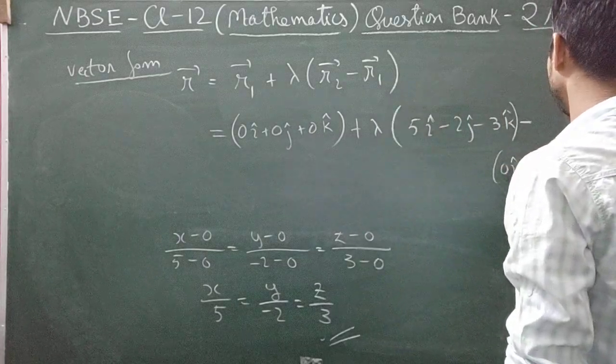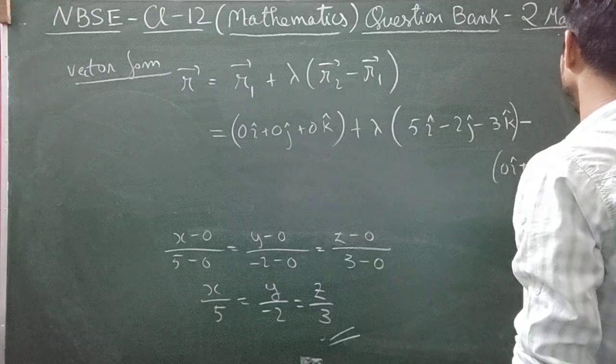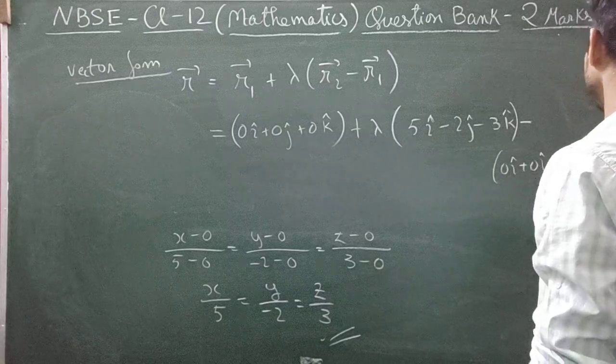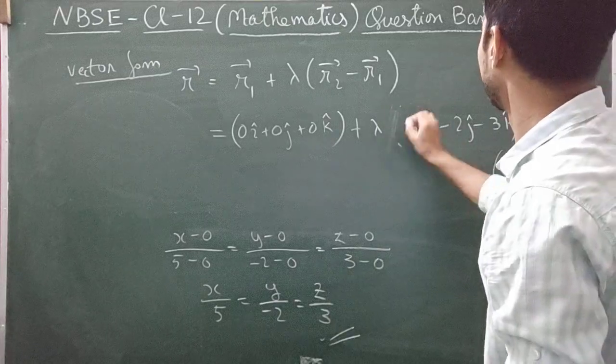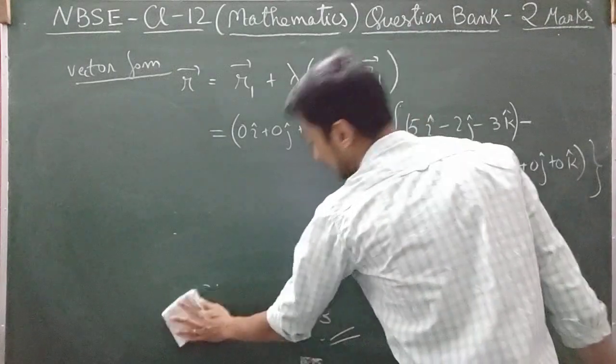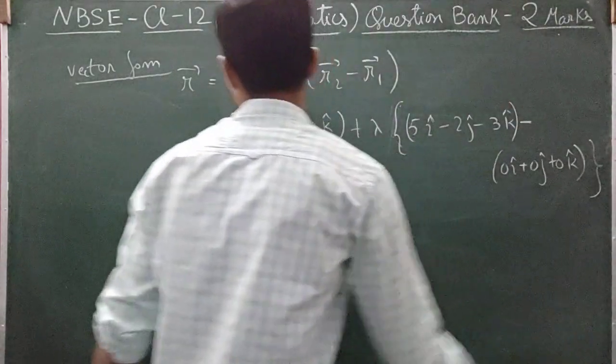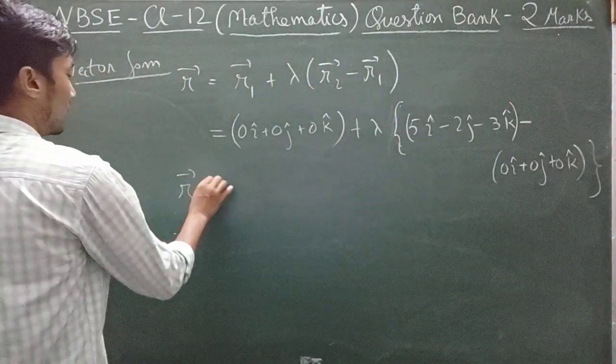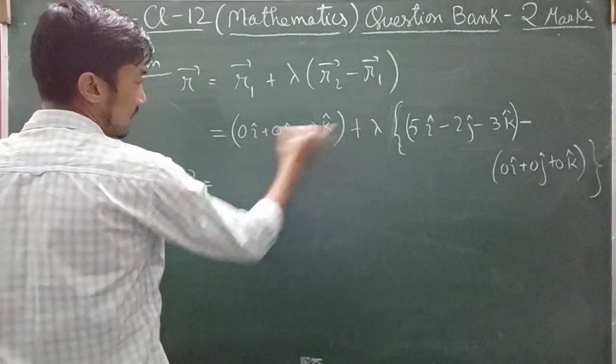Minus 0i plus 0j plus 0k. Not necessary, okay, all these things. But I'm just showing you so that if in the exams you have some other points, at that time you will not be confused. You can do it with other points also. So this is done.